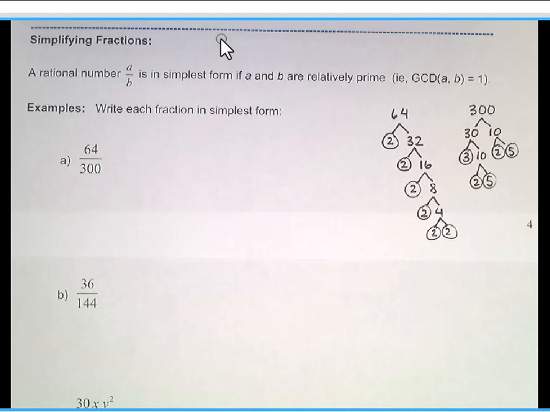Now we're going to talk about how you simplify fractions. Usually in math, it's just easier to work with simplified fractions. The numbers are smaller, and the numbers are nicer. And so we prefer to work with simplified fractions. So what we're going to talk about is how do you go about doing that?